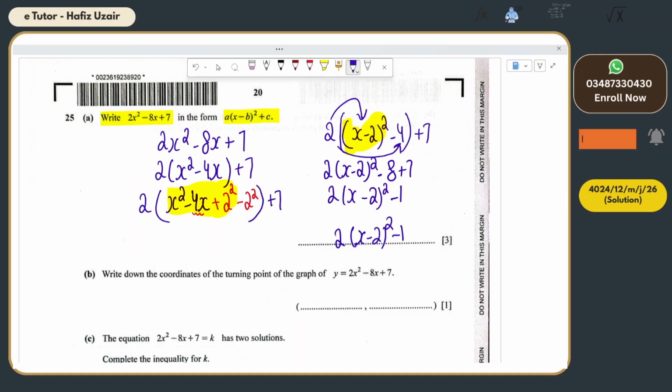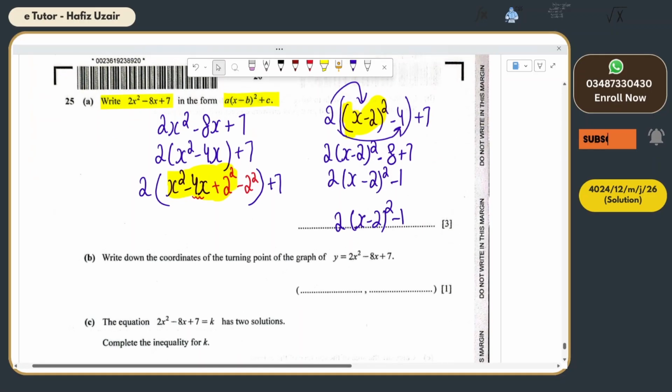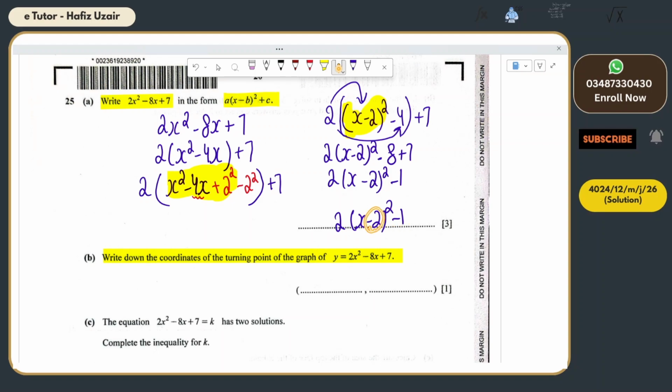All right. Now you need to write down the coordinates of the turning point of the graph. You already have the answer in this form. Now you just need to change the sign of this thing and take this. This is the x coordinate of the turning point and this is the y coordinate. Just change the sign. So this will be 2 and you will have minus 1 over here.